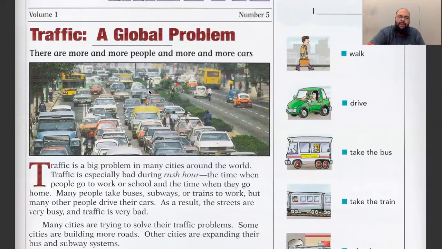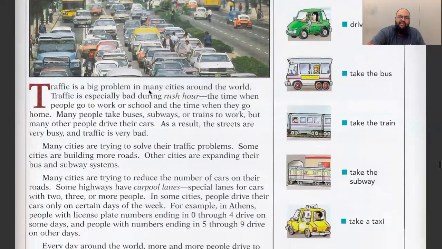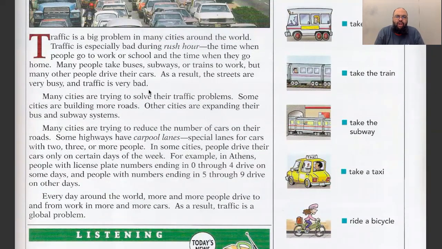There are more and more people and more cars. Traffic is a big problem in many cities around the world. Traffic is especially bad during rush hour, the time when people go to work or school and the time when they go home. Many people take buses, subways, or trains to work, but many others drive their cars. As a result, the streets are very busy and traffic is very bad.